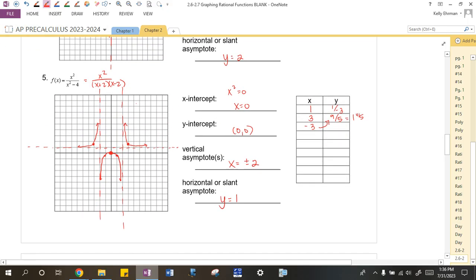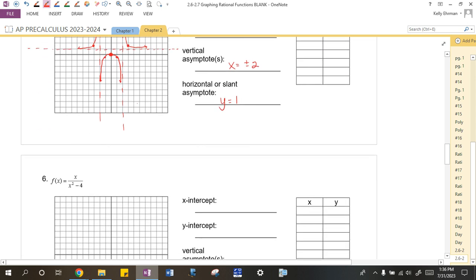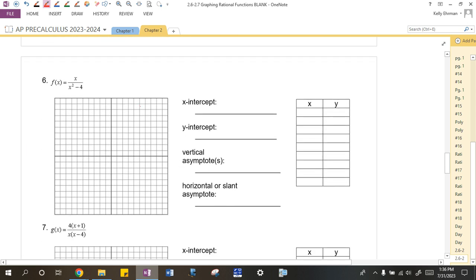Now this is almost the same thing, right? The only difference is that it's x over x squared minus 4. So let's see what that does to the graph. I still have the same two vertical asymptotes, x equals plus or minus 2.